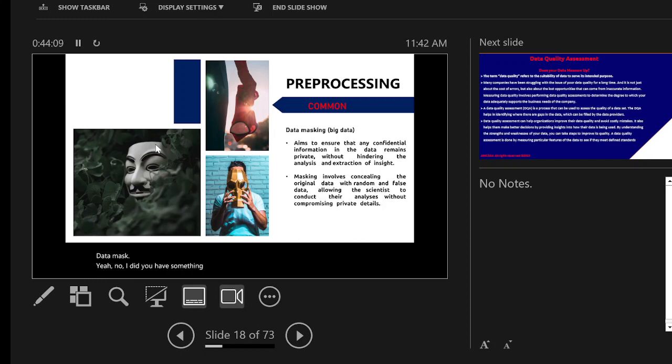Data masking of big data aims to ensure that any confidential information in the data remains private without hindering the analysis and extraction of insights. So, masking involves you trying to hide the original data with random and false data, allowing the scientists to conduct the analysis without compromising on private details.